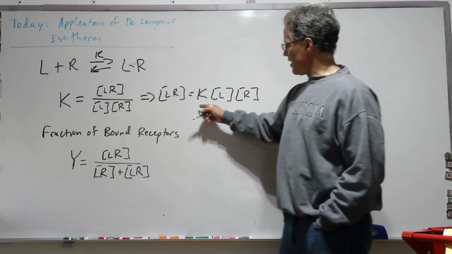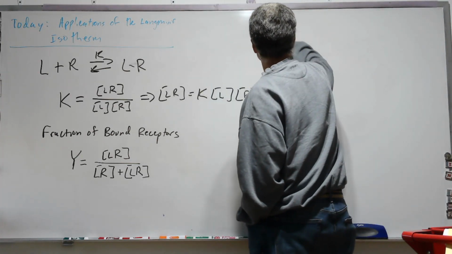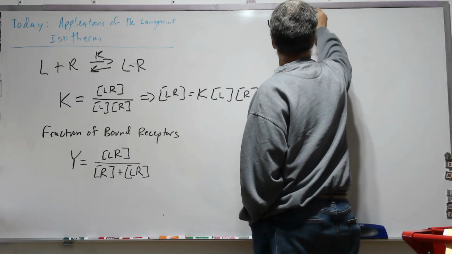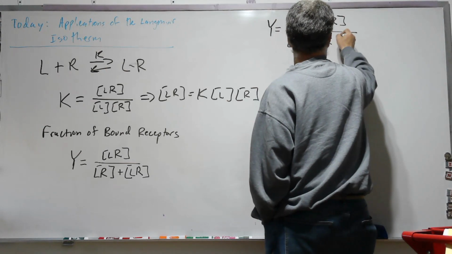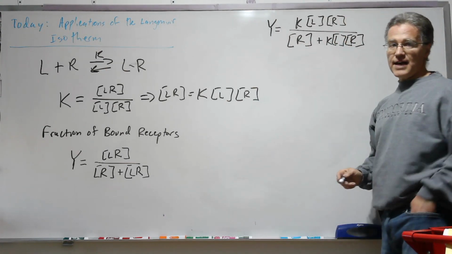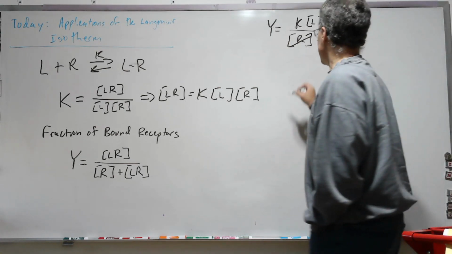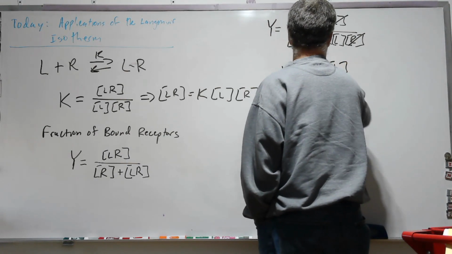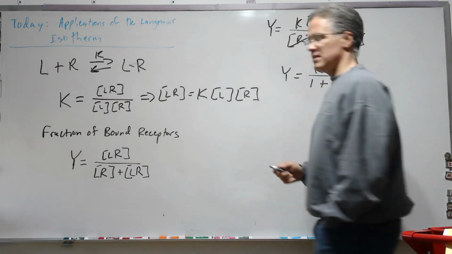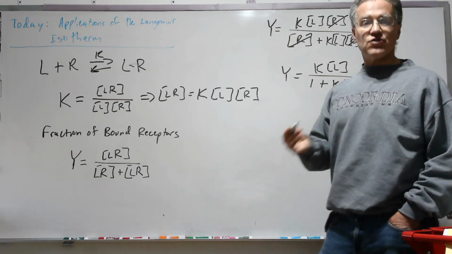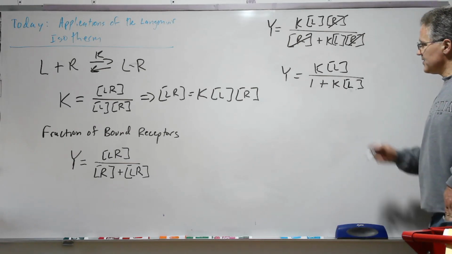And then we can replace the LR with our expression from K. And the great thing that buys us is that we can cancel out the receptor concentration, which is a hard thing to measure, and cast this in terms of the equilibrium constant and the ligand concentration, which is usually a little bit easier to measure. All right, and so this is the Langmuir isotherm.